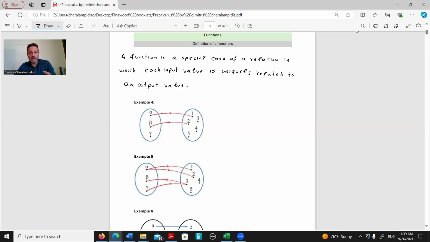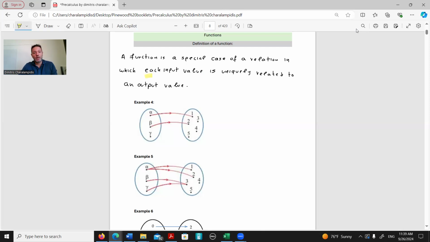It's a special case of a relation, so whatever holds for a relation is still valid here, and by that we mean that the function is a set of ordered pairs. We do have a domain, we do have a range. It could be classified in different ways, but since it's a special case, we want it to have two strict conditions.